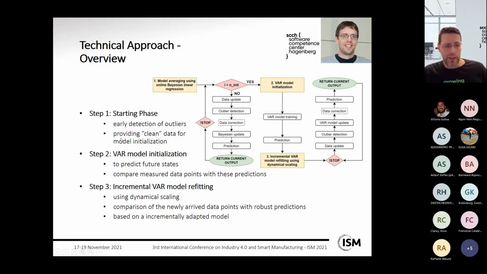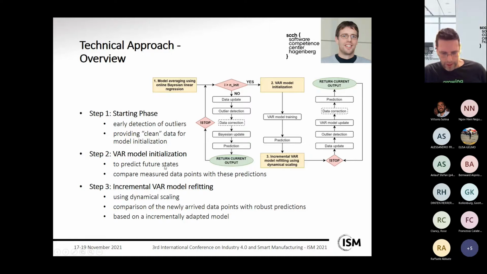The approach consists of three consecutive main steps. At first, there is a starting phase that helps to detect early outliers until enough data is collected to make a reasonable model initialization. And additionally, it enables us also to avoid a bias at the next step of the model initialization, so to start with somehow clean data.